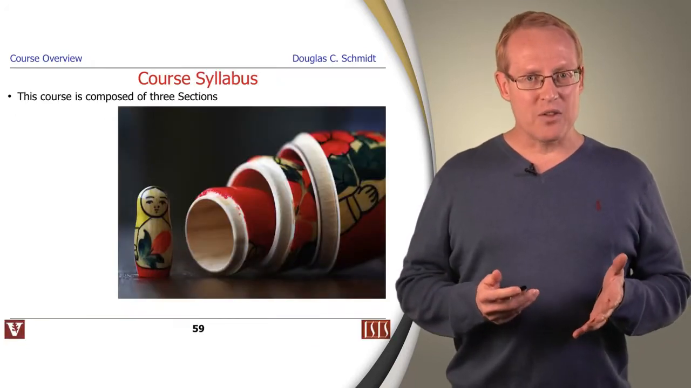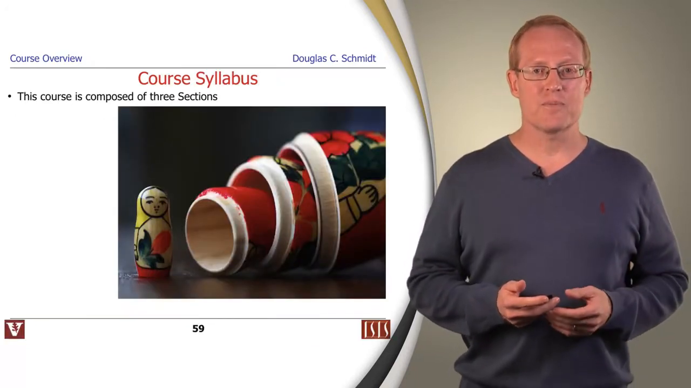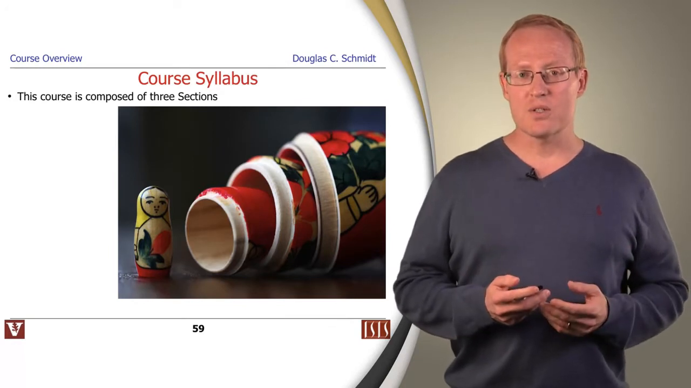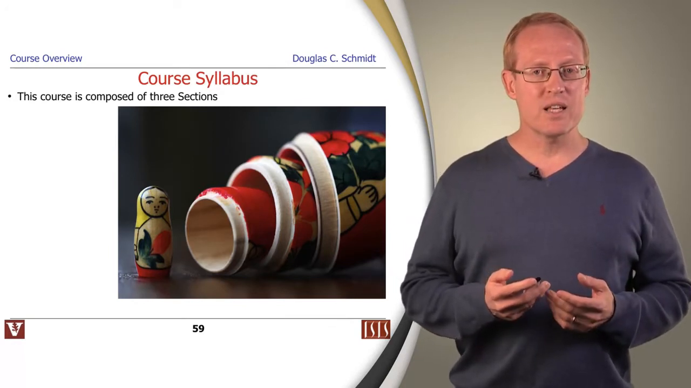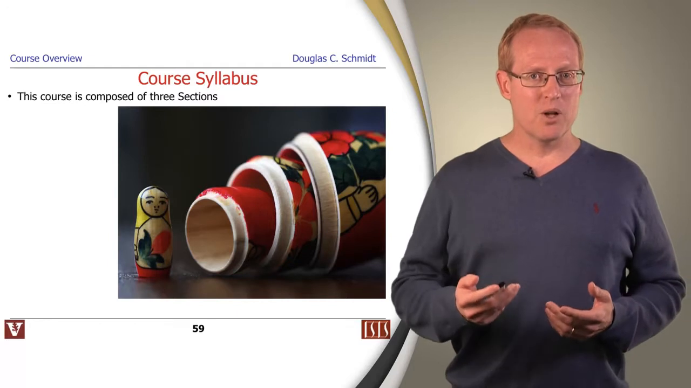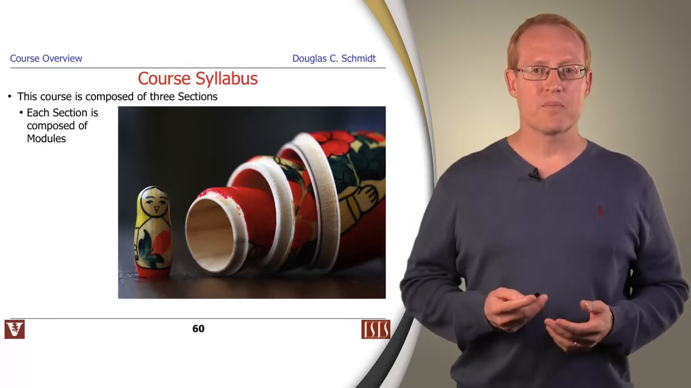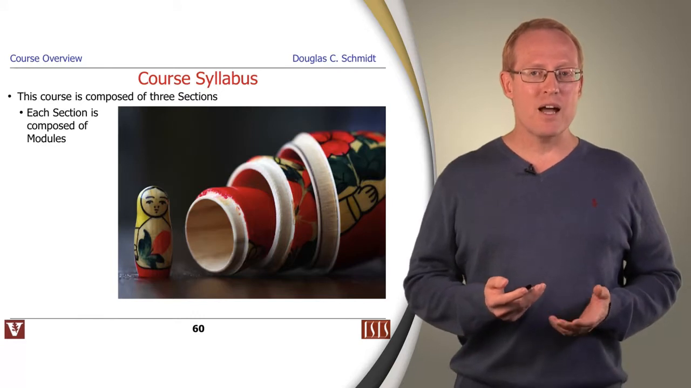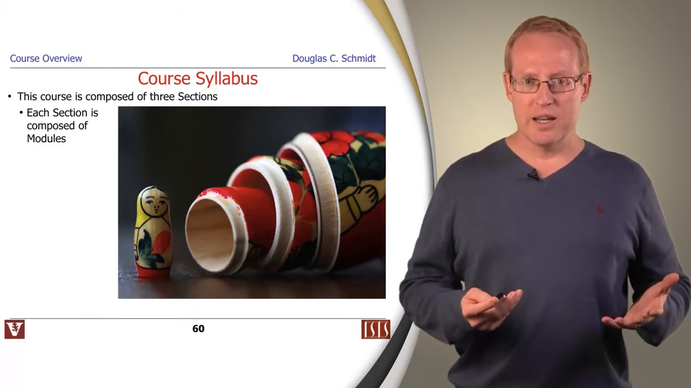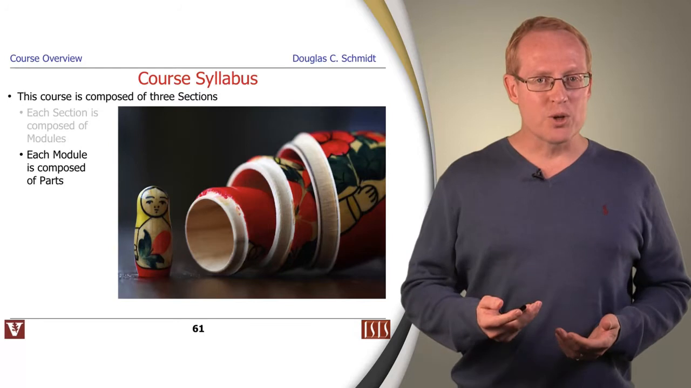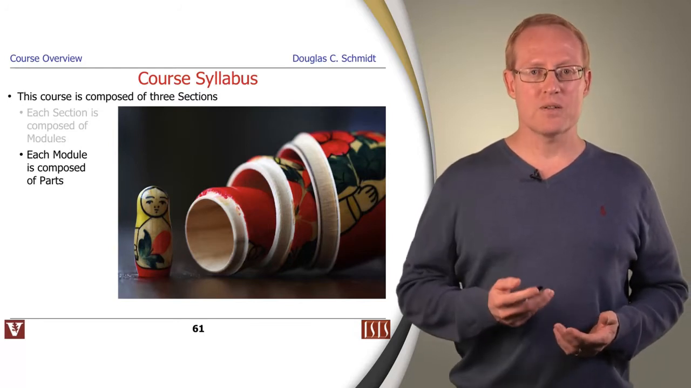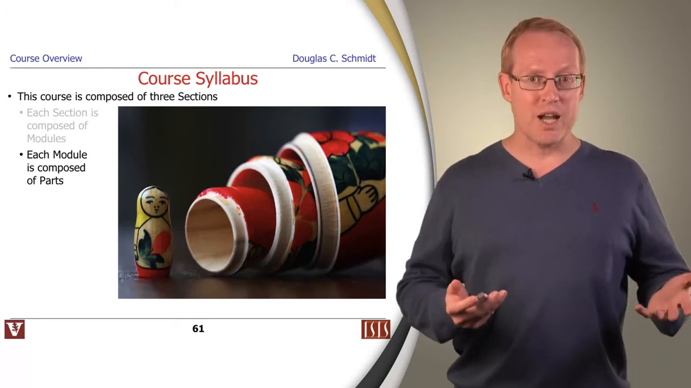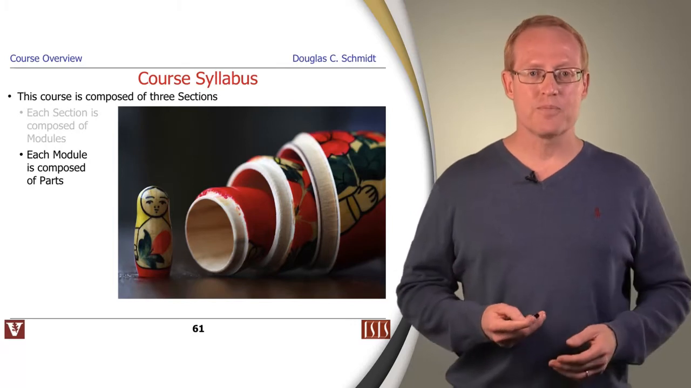Let's talk now about how the course is organized into sections. There are 3 sections in the course. Each section is something like a volume in a multi-volume book series. Each section is composed of modules. A module is something like a chapter in a book. Each module is composed of parts. Each part's like a part of a chapter or sections in a chapter.